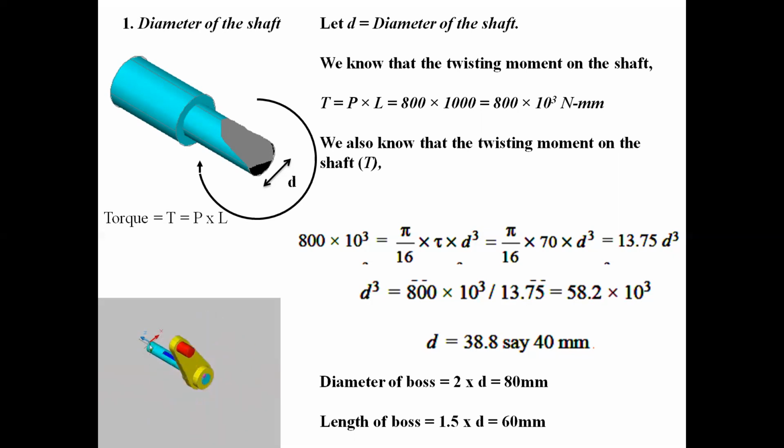You remember all these values which are used in our further design. So the diameter of the shaft is 40 mm, the diameter of the boss is 80 mm, and the length of the boss is 60 mm. So this completes our first part, the diameter of the shaft.